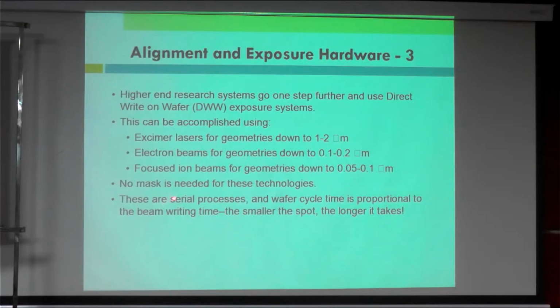photoresist. These are serial processes, and wafer cycle time is proportional to the beam writing time. The smaller the spot, the longer it takes. So it depends on how big your line is. If you are using a 0.1 micrometer, I mean less than 0.5 micrometer, line and you want to make a 50 micron feature, that means you have to pass through so many times.